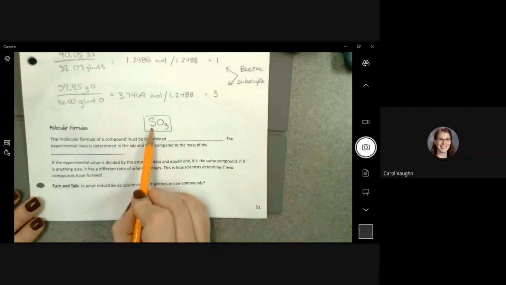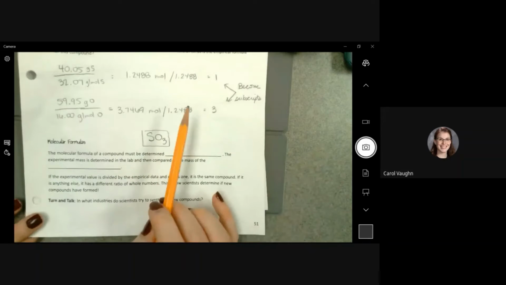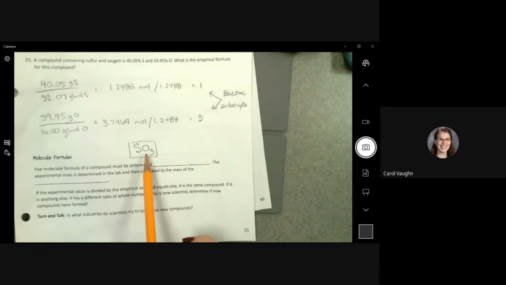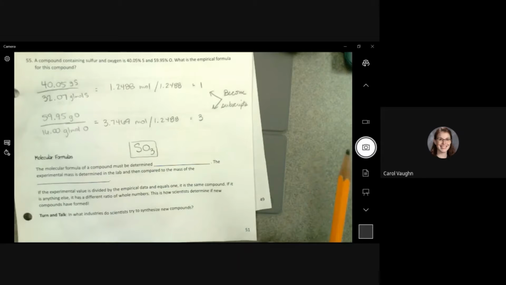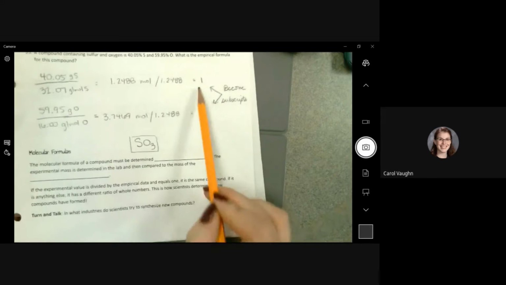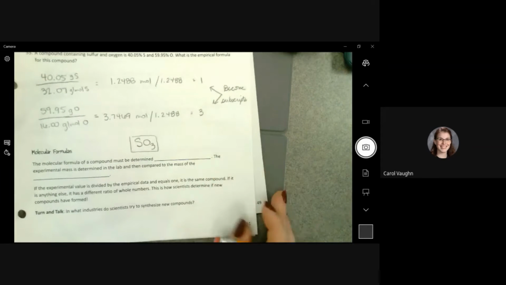So for example, in the empirical formula we did for number 55, these are my mole ratio numbers for sulfur and oxygen. We use them as subscripts, and the reason we use them as subscripts is because they are the mole ratio. So for every 1 sulfur in this compound, I have to have 3 moles of oxygen. All right, so that is something I needed to cover. These numbers are called mole ratio numbers.